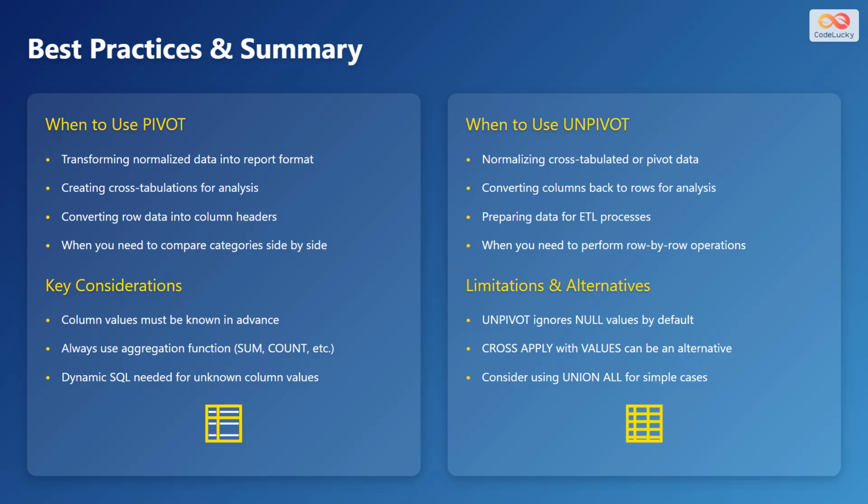Use unpivot when normalizing cross-tabulated or pivoted data, converting columns back to rows for analysis, preparing data for ETL processes, and performing row-by-row operations. Limitations for unpivot include that it ignores null values by default. Cross apply with values can be an alternative. And consider using union all for simple cases.